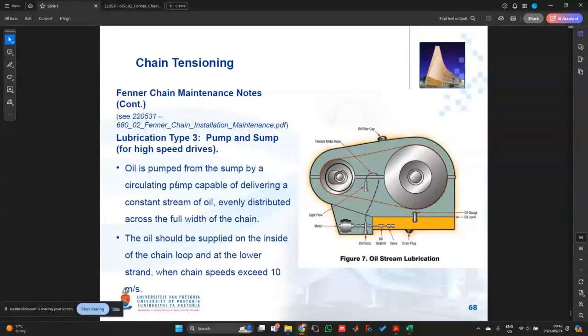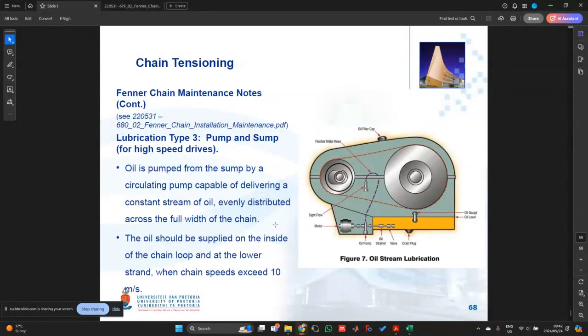So oil is pumped from the sump by a circulating pump capable of delivering a constant stream of oil, and this is then evenly distributed across the full width of the chain. The oil should then be supplied on the inside of the chain loop and at the lowest strand. So over here you can see I placed the hose or the outlet in between the lower and the upper strand that I have over here. So this is typically when chain speeds then exceed 10 meters per second. Okay, so these are extremely high speeds that we have over here.